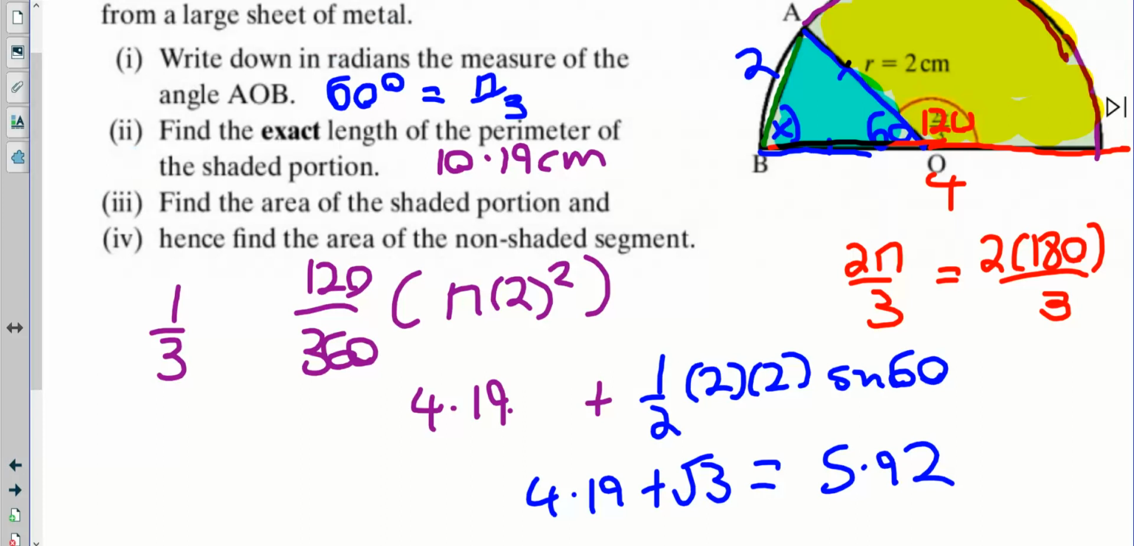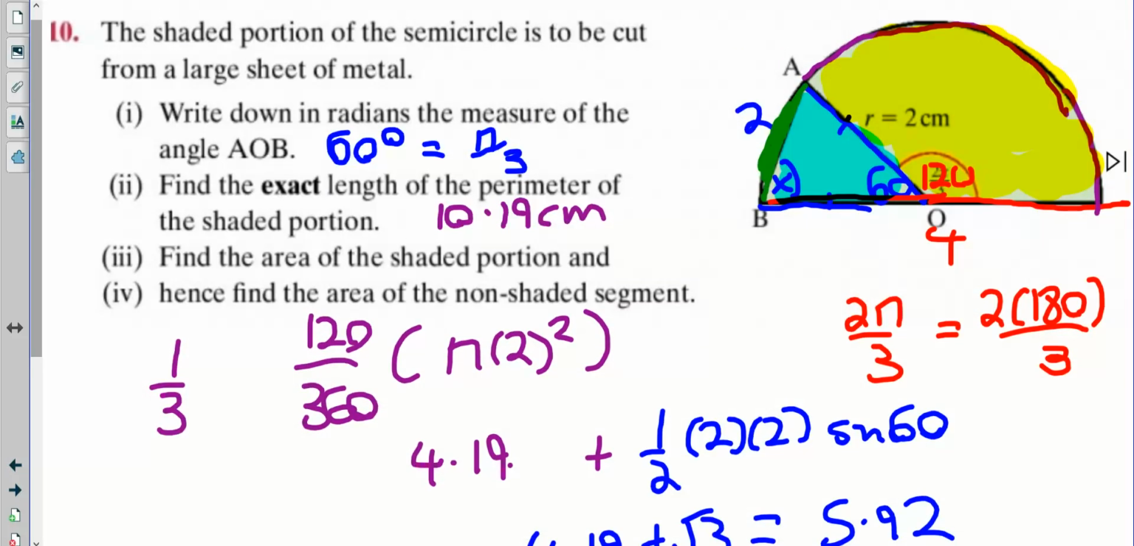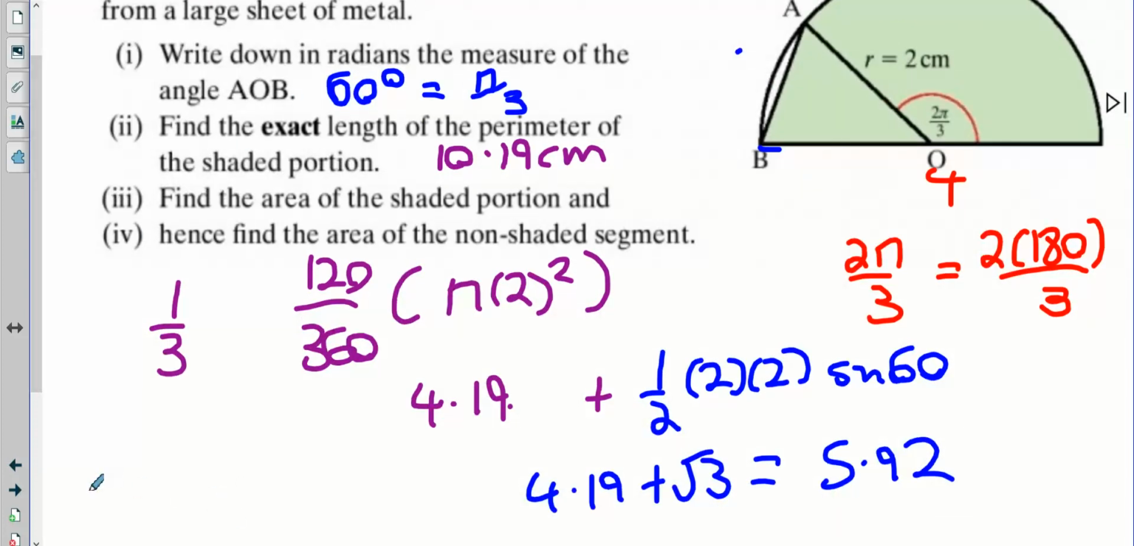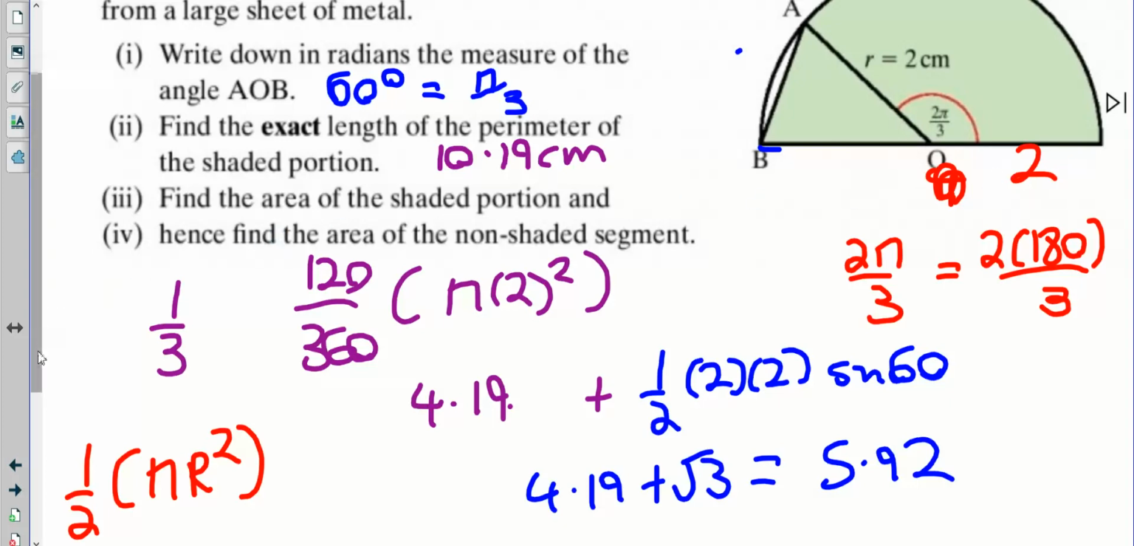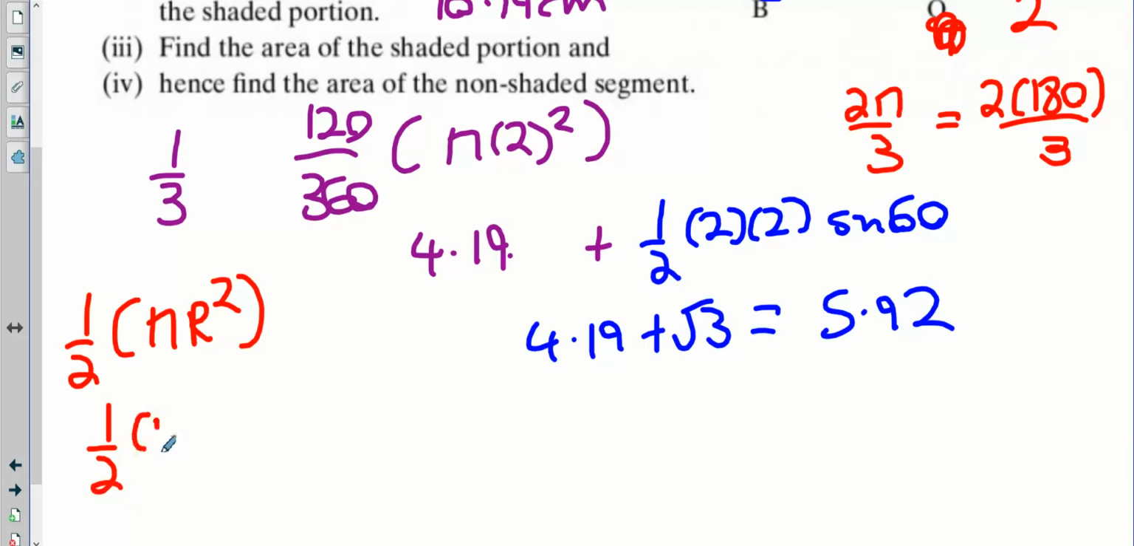Now, guys, guess what they want now? They want the area of the little, see this green region here? They want that. Anybody tell me how to do that then? Half the area of the large circle, take away 5.92. So what's the area of the large circle then? No, it's a half the large circle, which is pi r squared. What's the radius of the large circle? 2, isn't it? So the radius of the large circle is 2. So do a half pi times 2 squared. And what does that come out to be?